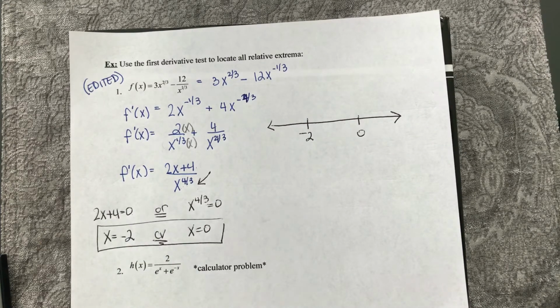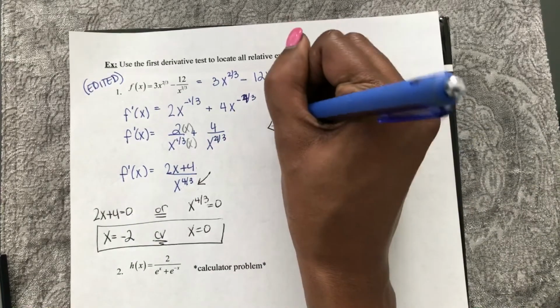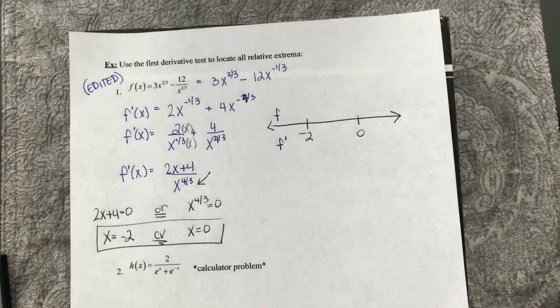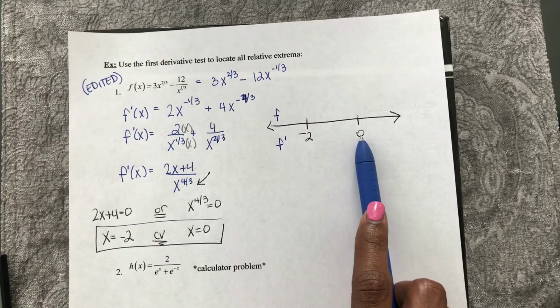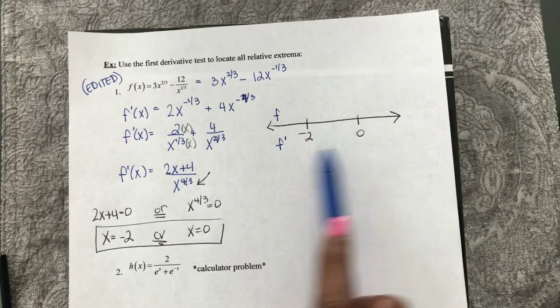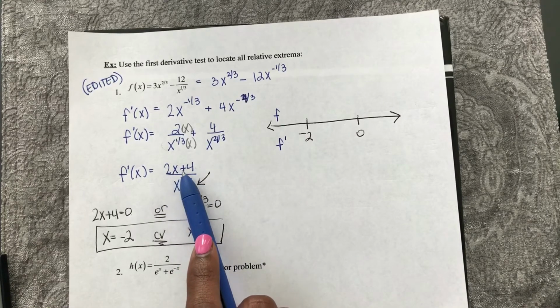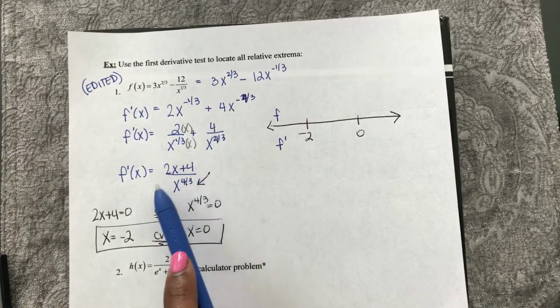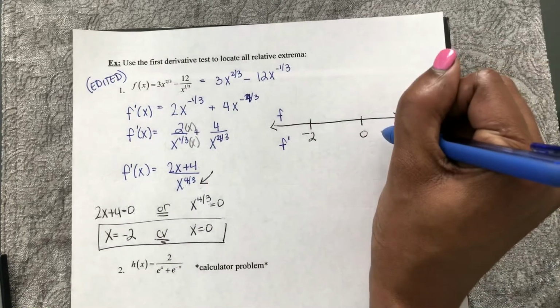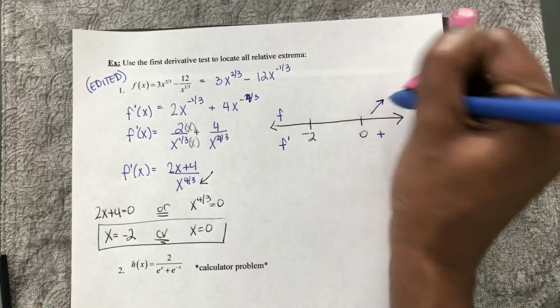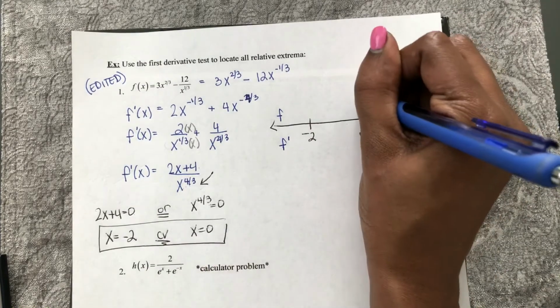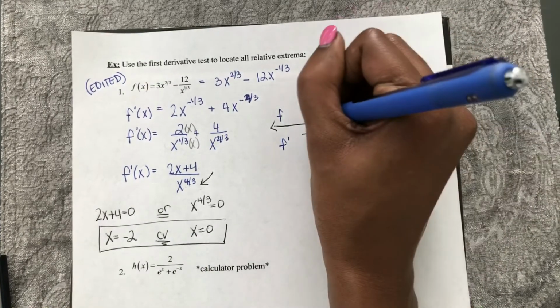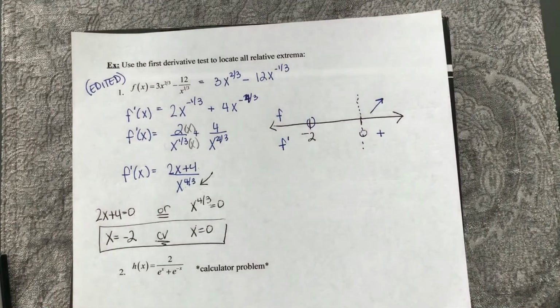So now I can check these signs of f derivative to see where I'm increasing or decreasing. So greater than 0, I can plug in 1. 2 plus 4 is a positive over a positive. So this is a positive, so that means it's increasing. And notice it does not exist here. So I'm going to put an asymptote here, and we know it's 0 there.